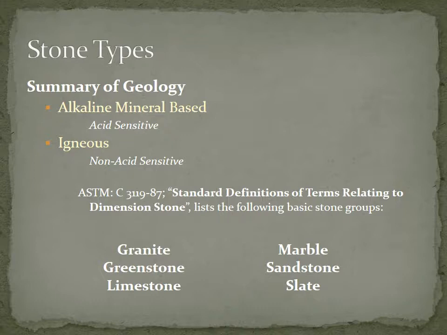But for all intents and purposes, what you would do is take all of those classifications, those six, and then put them into two very simple classifications, which is going to tell you how we're going to work on it. And that would be igneous, which is your siliceous, non-acid sensitive stone. Your alkaline mineral base is obviously going to be your acid sensitive stone. So for the purpose of how you're going to treat it, what types of chemicals you're going to use, and how you're going to clean and seal, you really just need to know those two things.